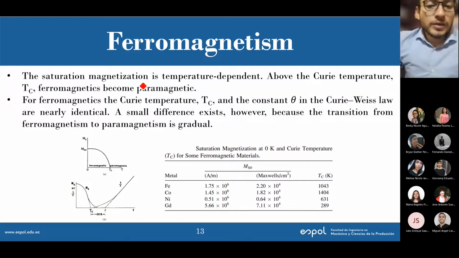So above the Curie temperature, the ferromagnets become paramagnets. And this, I guess, was the question of Jose. So above the Curie temperature, the ferromagnetic behavior becomes paramagnetic.